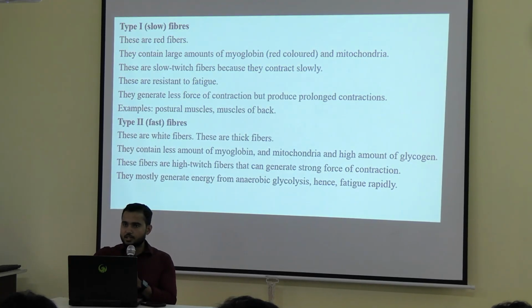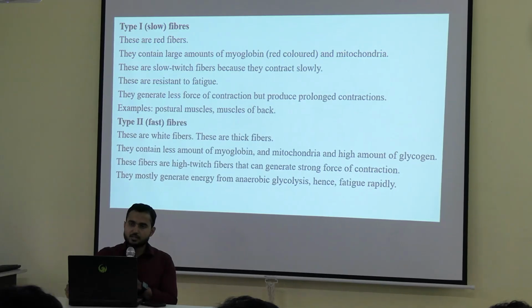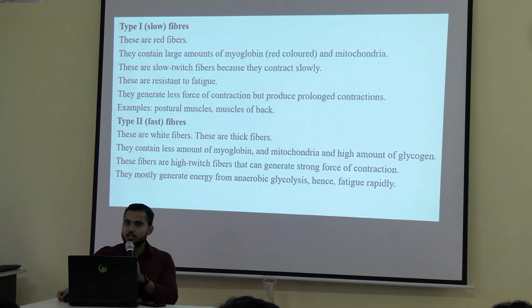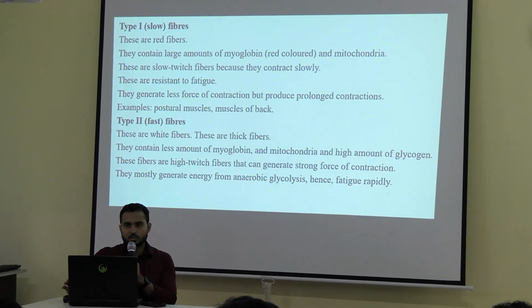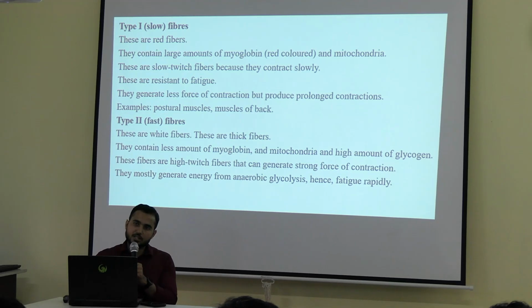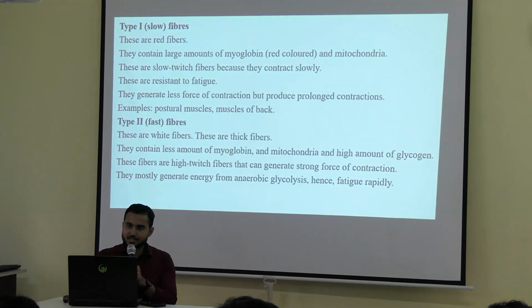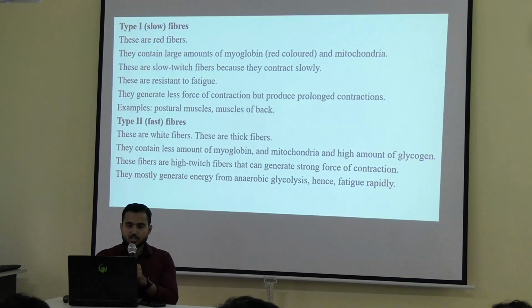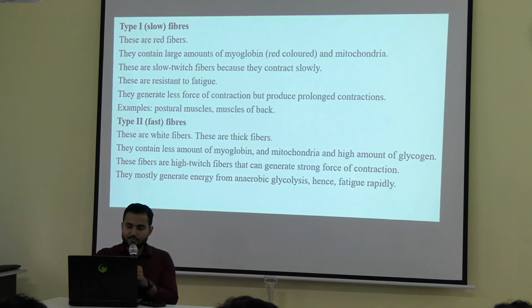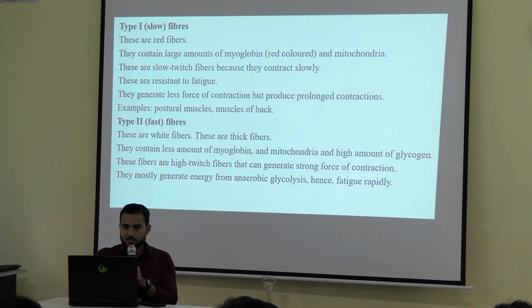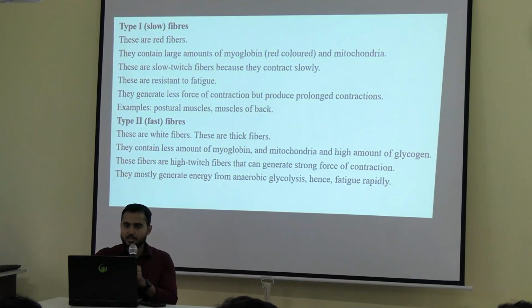Next, in case of skeletal muscle, there are different varieties of skeletal muscle. Depending on the force of contraction, and depending on how fast the muscle gets fatigued, the classification is done, and that is called fast twitch fibers and slow twitch fibers, also called type 1 fibers and type 2 fibers.